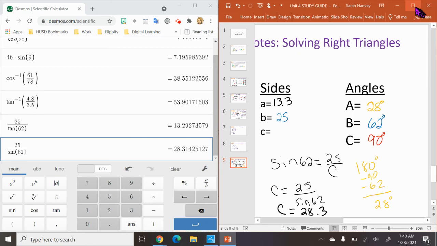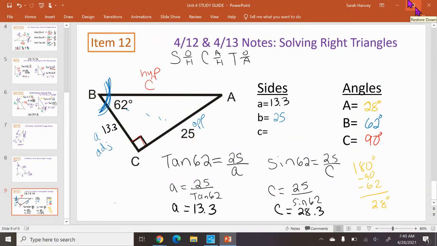Alrighty. And so, yes, you could use the Pythagorean theorem. You do not have to, but if you want to, you can. If you want me to prove that, we can do it right now, that we get the same thing.